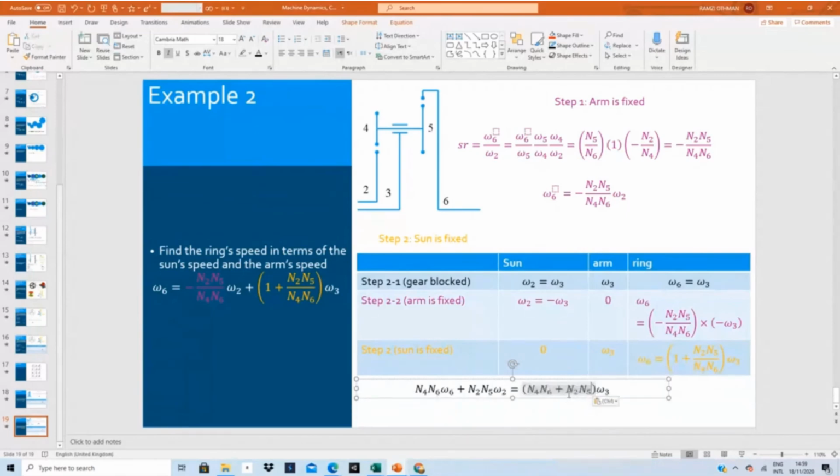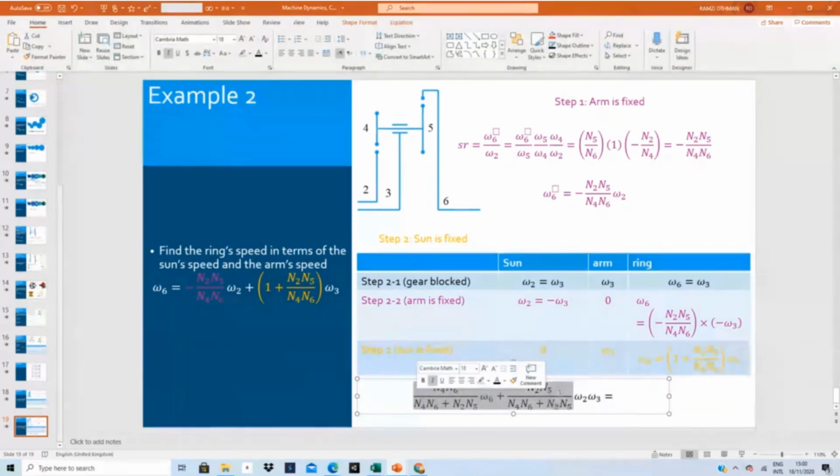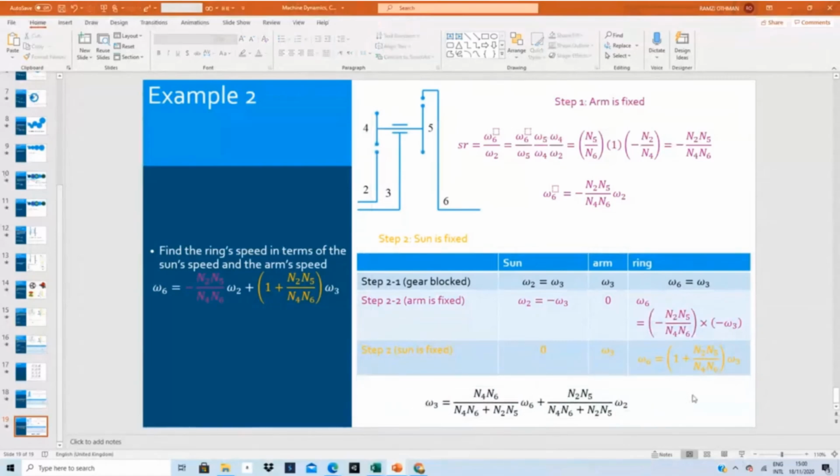And then later I can divide by this sum. So if I divide by N4 and 6 plus N5, I can divide by all this sum here. And I will have N4 and 6 here, and here I will have N2 and 5. And this is omega 3. I can flip to bring omega 3 to the left and bring all of this to the right. So if the question is about the arm, you can work as previously.